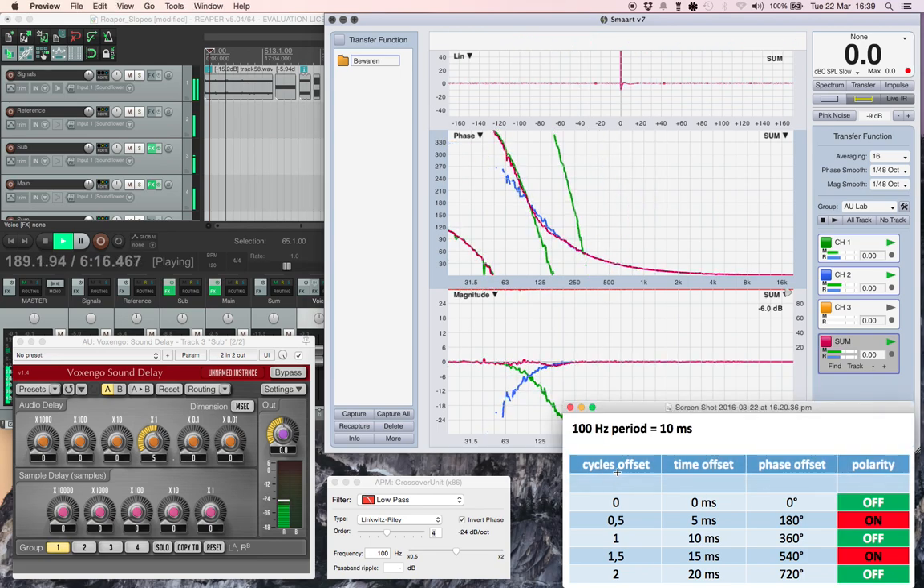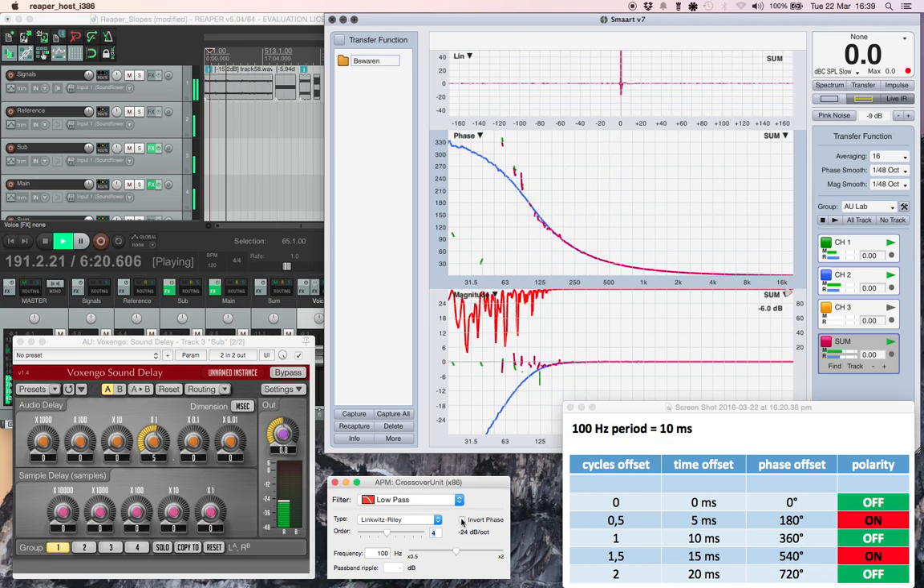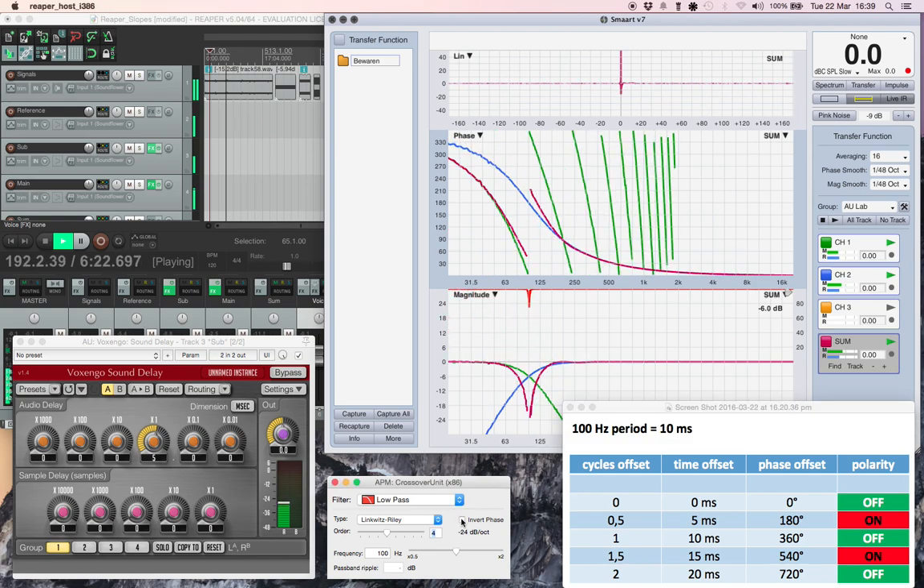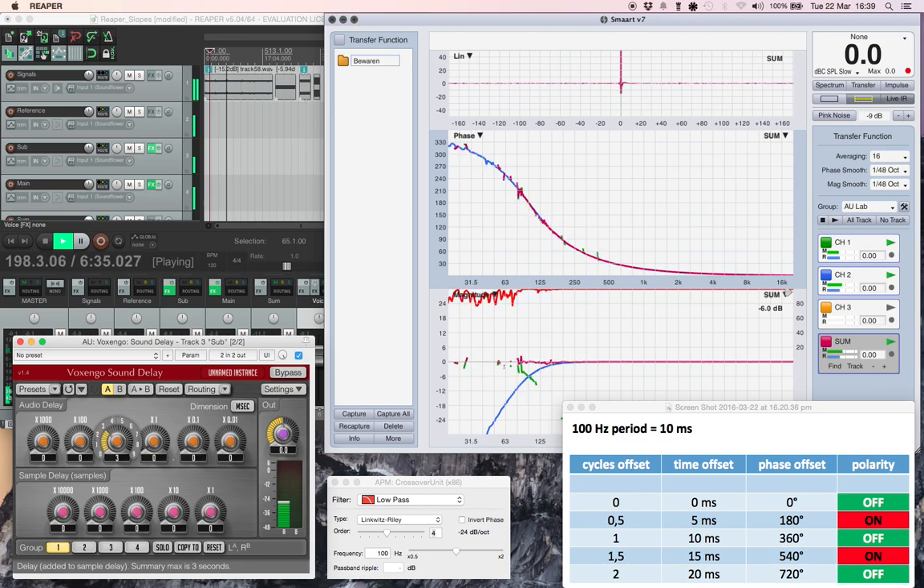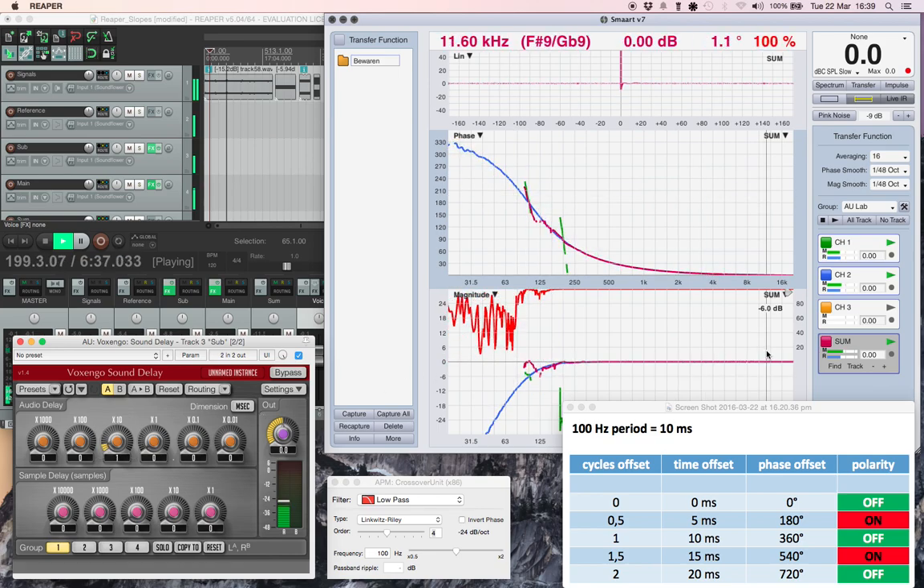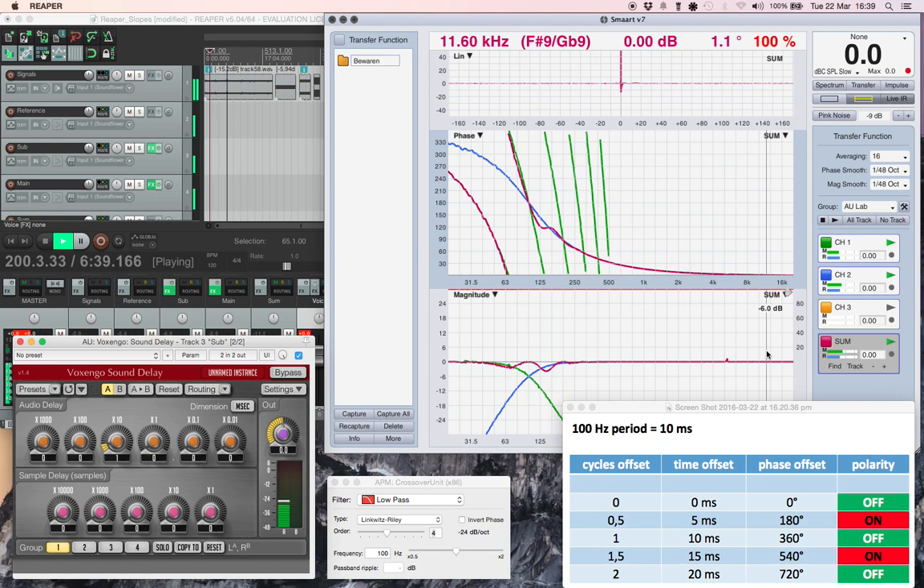So if we consult the chart and we take out the polarity inversion, then we will see cancellation again at half a cycle phase offset. Let's go to the next instance in the chart and let's delay the subwoofer by 1 cycle or 10 milliseconds. This would be the outcome, summation again, because even though we're 1 cycle apart, we are in phase.